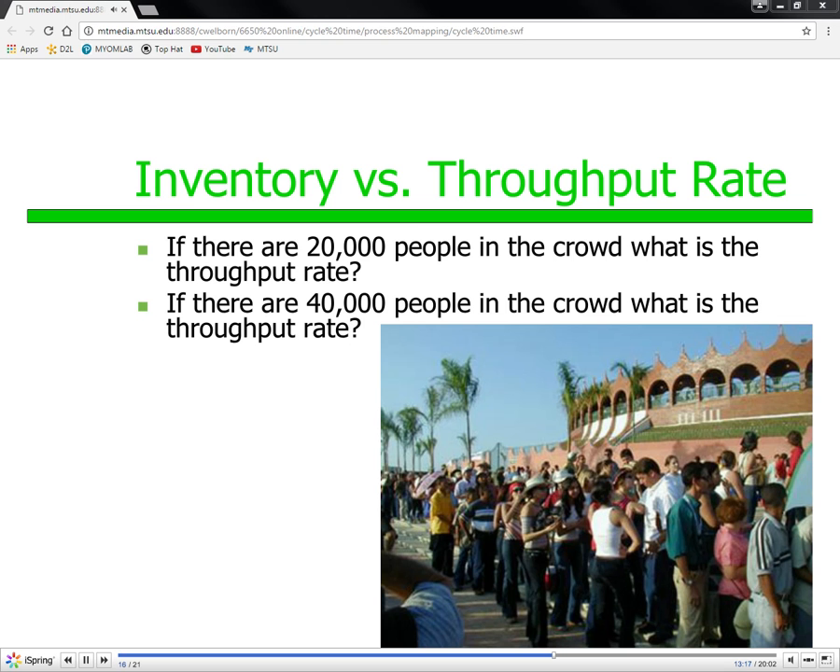And the first question is, if there are 20,000 people in the crowd, that looks like a whole lot more than 20,000 people. But if there are 20,000 people in the crowd, what's the throughput rate? And the throughput rate doesn't change. The throughput rate is 20 people per minute. The next question says, if there's 40,000 people in the crowd, what's the throughput rate? And that doesn't change. It's still 20 people per minute. The turnstile only turns so fast. And just because there's more people piled up behind it doesn't mean that the turnstile is going to turn any faster. You can only push so much through the system so fast, and more people piled up doesn't make that go any faster.